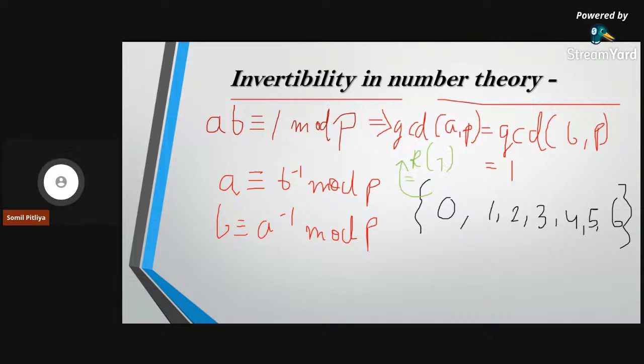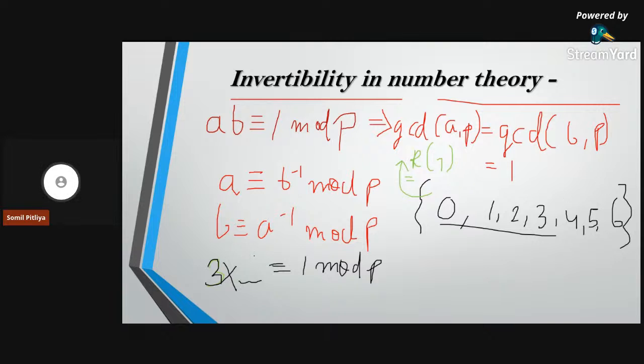Okay. So let's take 3, for example. If we want to find the inverse modulo 7 of 3, that is, 3 times what number from this set is congruent to 1 modulo p? 3 times what number from this set is 1 modulo p? So let us do some hit and trial.